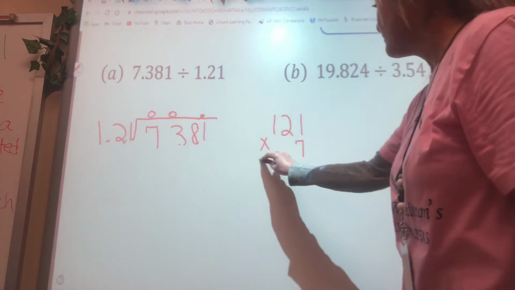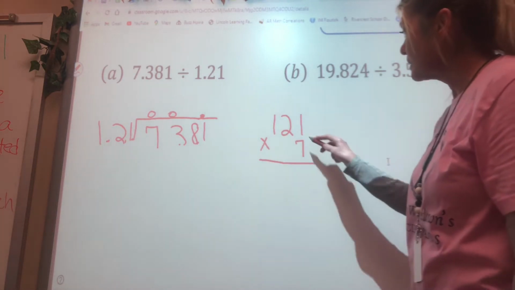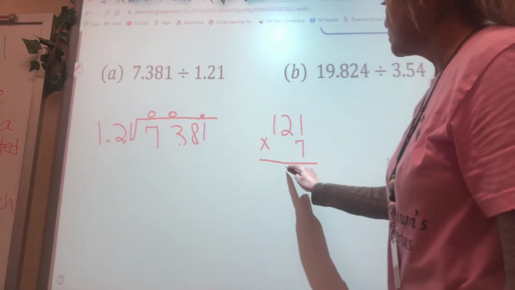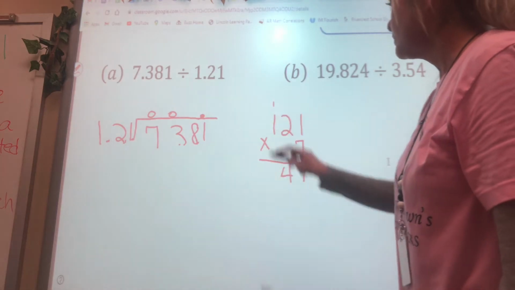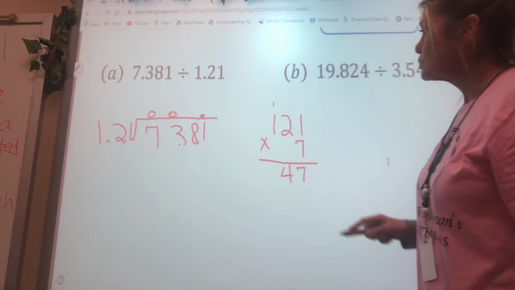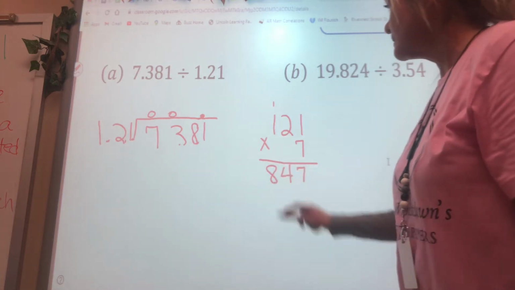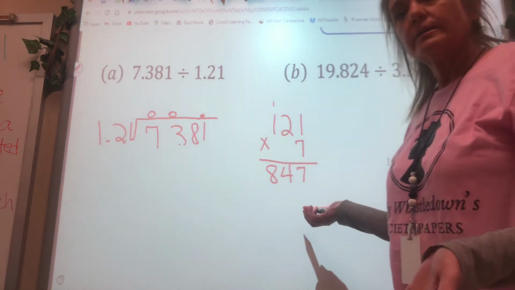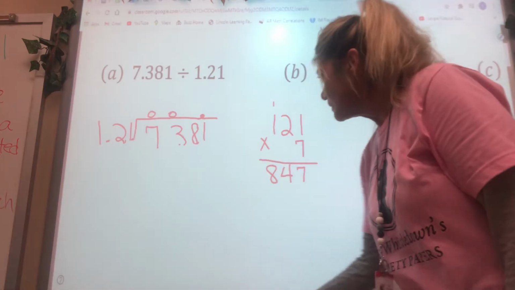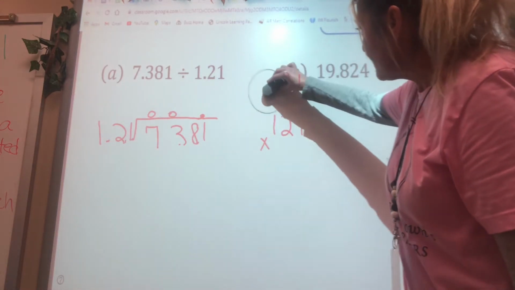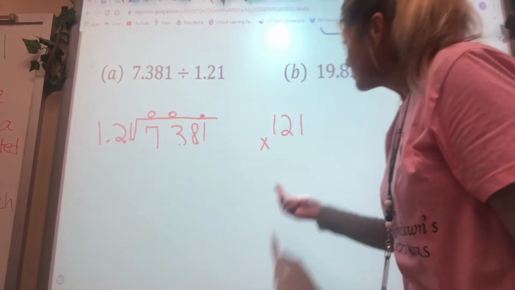121 times 7, we said we think it may go 7 times. 7 times 1 is 7. 7 times 2 is 14. Carry your 1. 7 times 1 is 7, plus the 1 that you carried is 8. Well, that's too big, isn't it? So I know that I'm going to have to bump it down 1. It won't go 7 times, so let me see if it'll go 6 times.